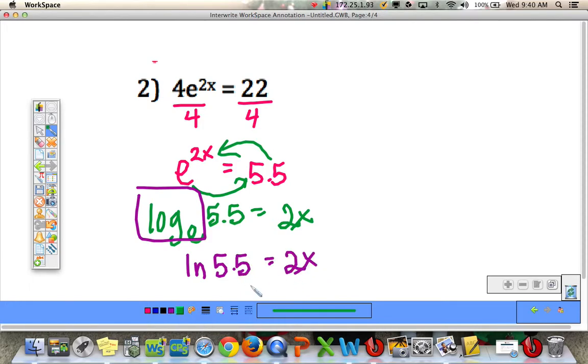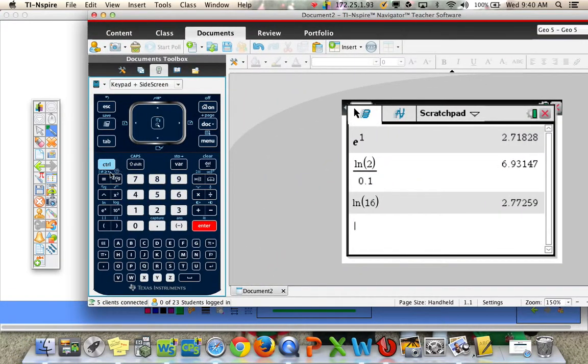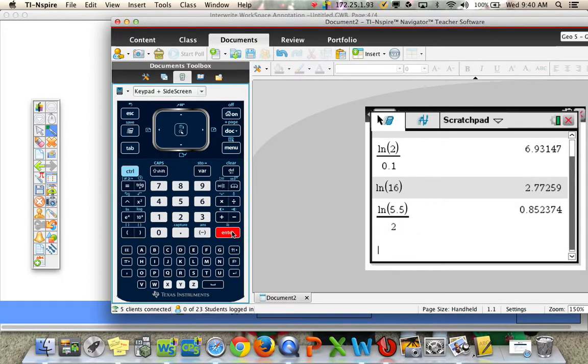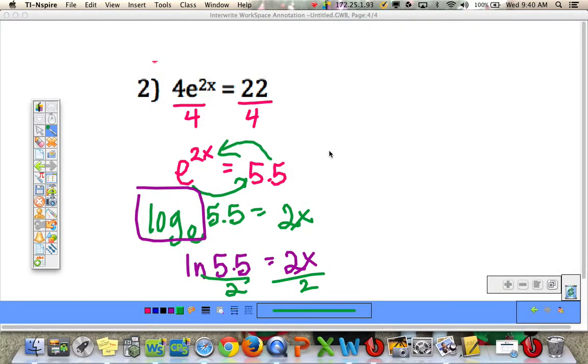To get rid of the 2, we divide each side by 2, and then we can type this in our calculator. So ln of, is it 5.5? Divided by 2, and we get 0.85. So x is about 0.85.